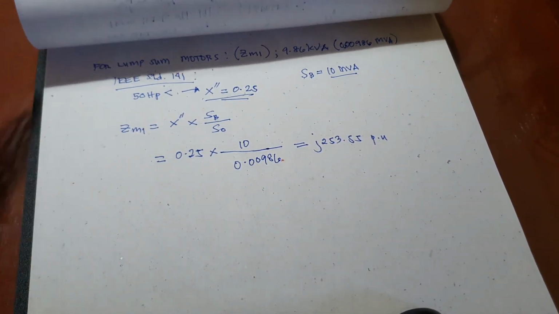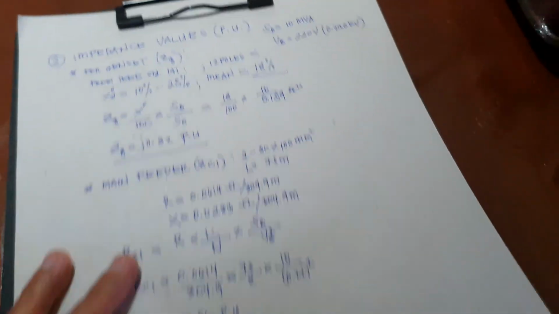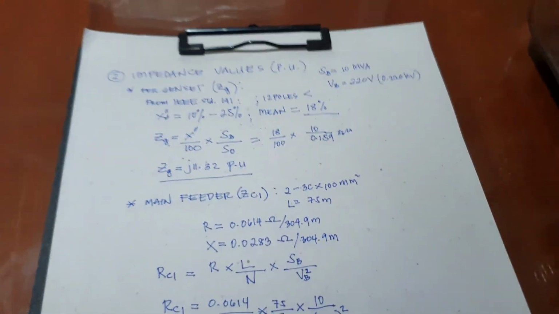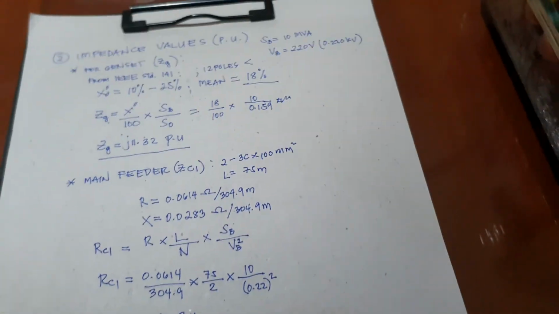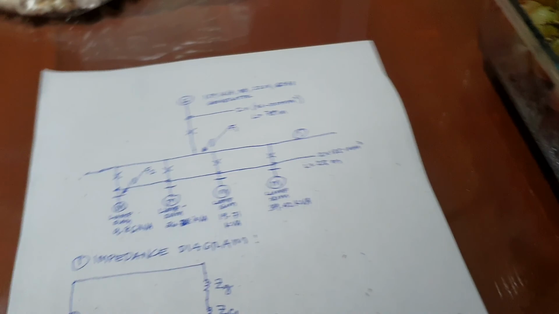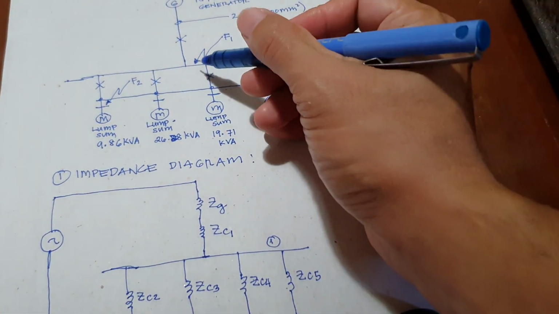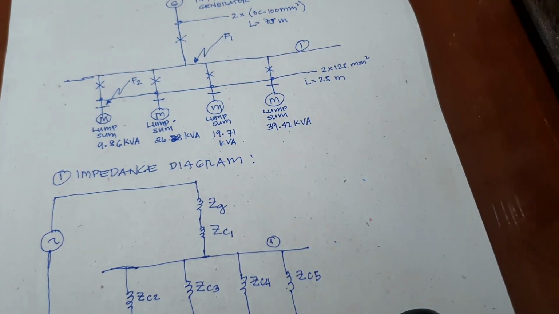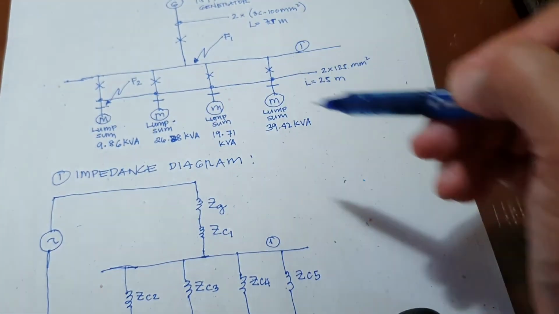So we have now completed how to determine the per unit values, or the impedance in per unit value. And in the next video we are going to calculate the 3-phase fault current at this bus, and also the 3-phase fault current at this bus.